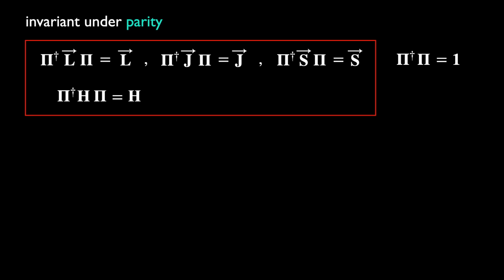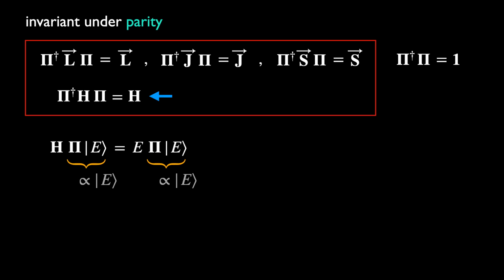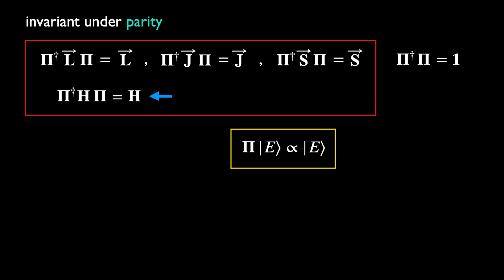Now let's look at the effects of parity on the eigenstates of observables that are invariant under parity. For example, the energy eigenstates. H could be replaced by its parity transform. From this, we can deduce that the transformed state shares the same energy as the original state. This relation is accurate if we are only interested in the energy of the state.